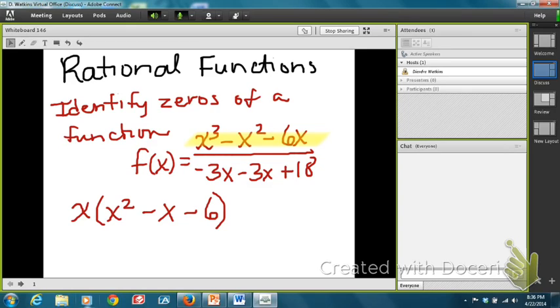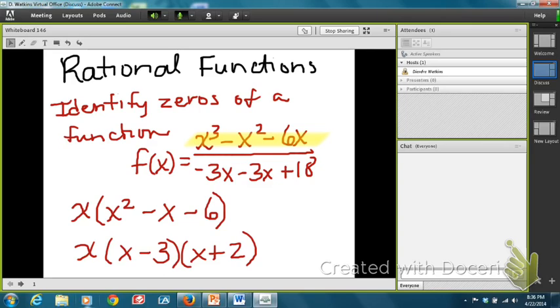All right, so I have to think about what factors of negative 6 would add up to equal negative 1. And that would be negative 3 and positive 2, excuse me. So it would be x times x minus 3 times x plus 2.